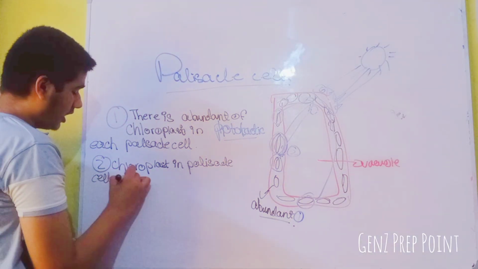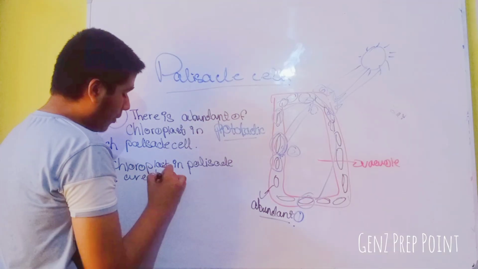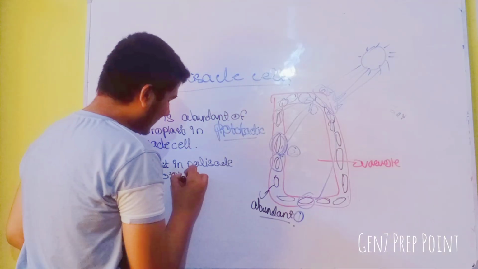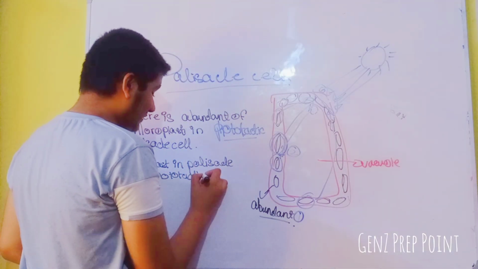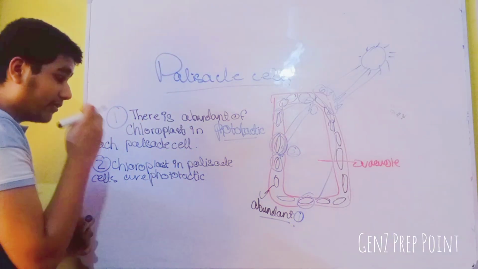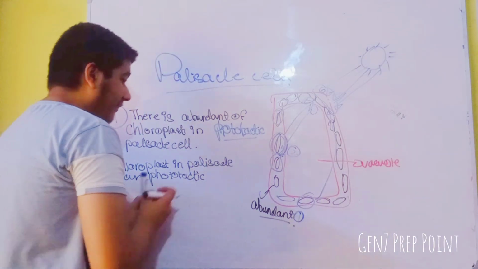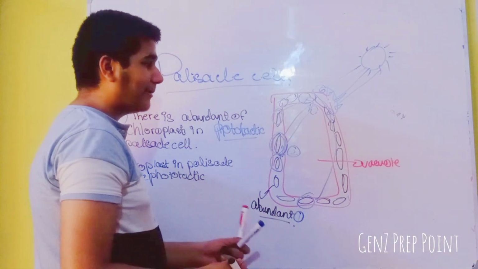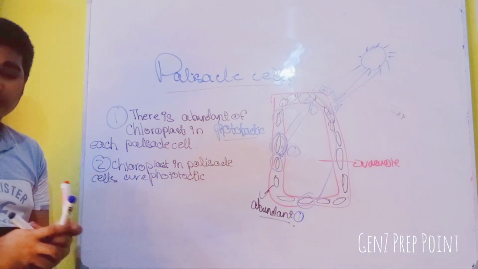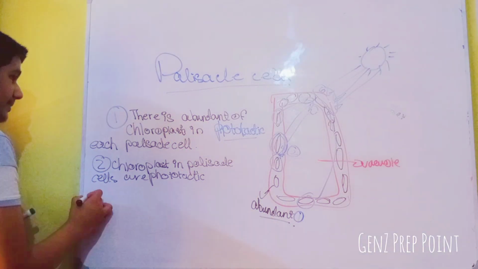cells are phototactic. What does phototactic mean? It leads to the sunlight. Where sunlight is, it travels to the source of sunlight. Do you all understand this point? Now the third point.